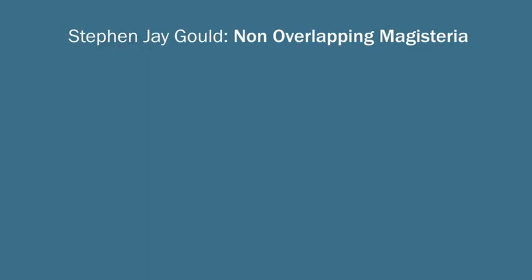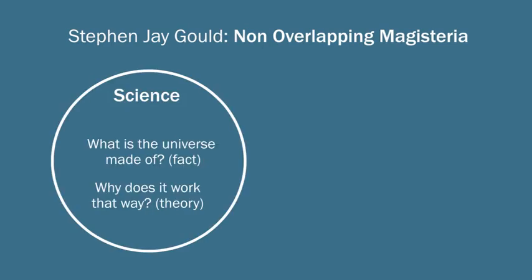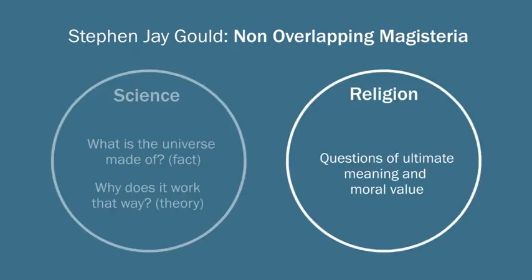And according to Gould, science and religion represent what he called distinct magisteria, where magisteria are sources of teaching authority. And they were non-overlapping in his view in such a way that science covers the empirical realm, what the universe is made of. He called that the domain of fact. And why those things work the way they do, he called that the domain of theory. Whereas the magisterium of religion extends over questions of ultimate meaning and moral value.